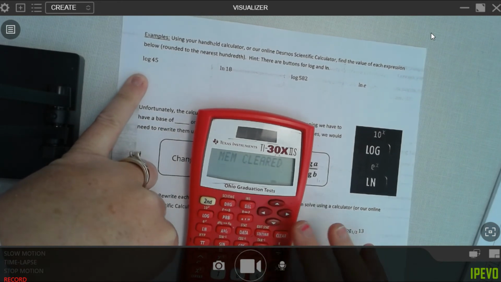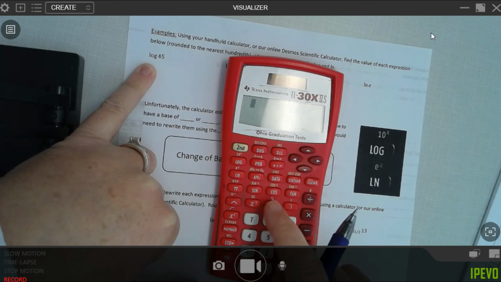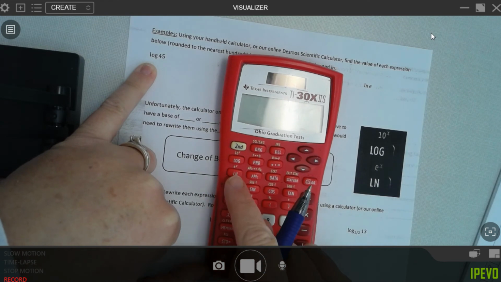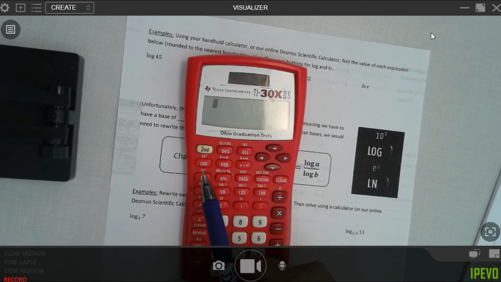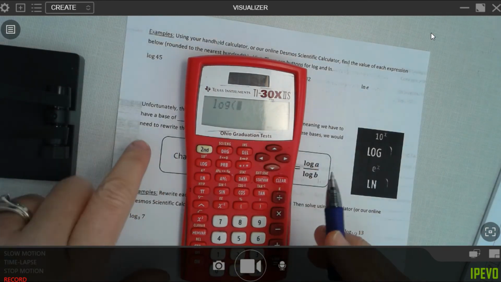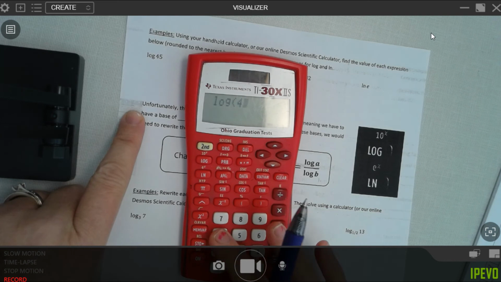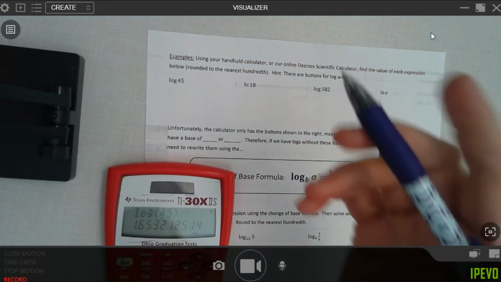All right, so to do log 45, you're just going to take your log button. So everyone should have ln, log. If you have one of the middle school calculators, it's going to say log, and you're going to have to go in and find some of the other stuff in there. But everyone should have a log button. And so we're going to do log 45. So we're going to say that's about 1.65.